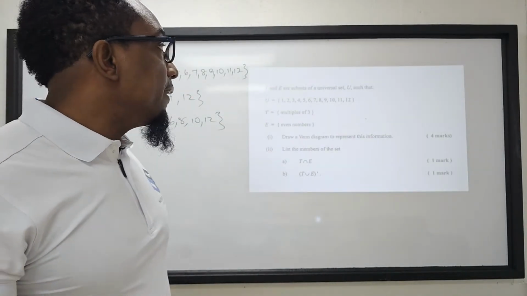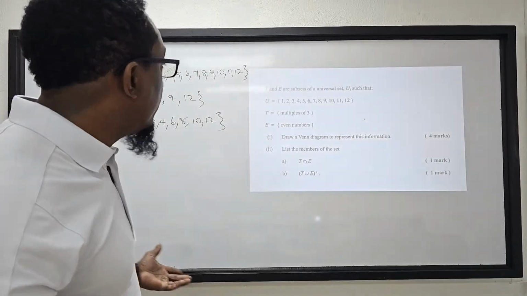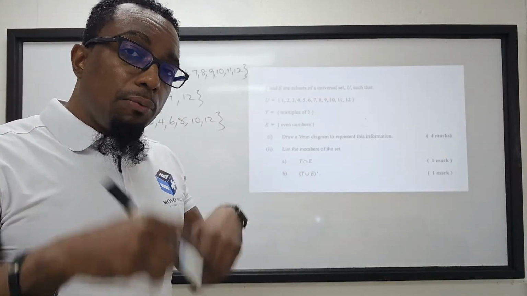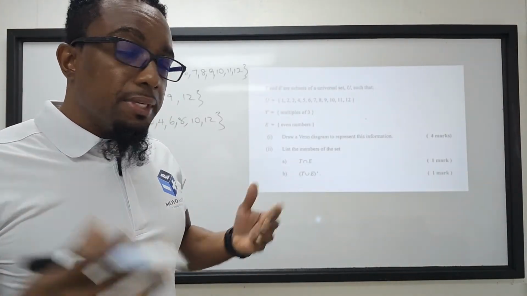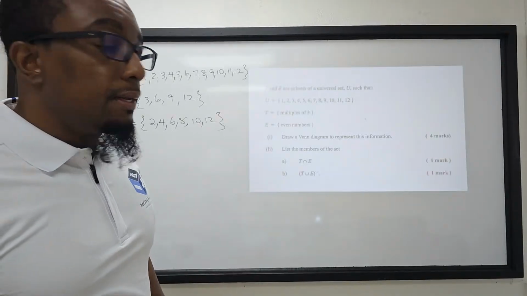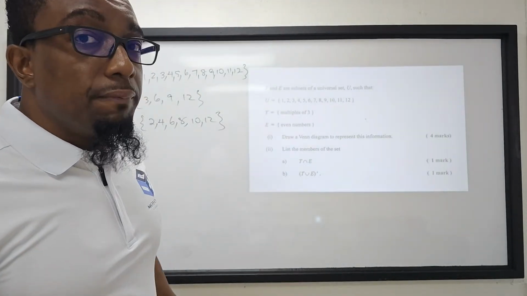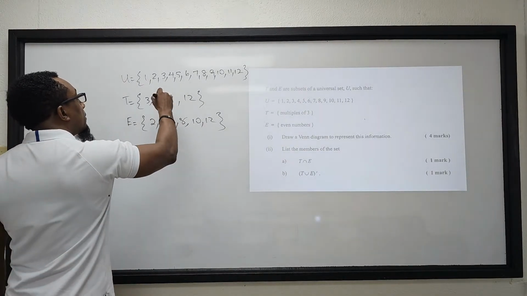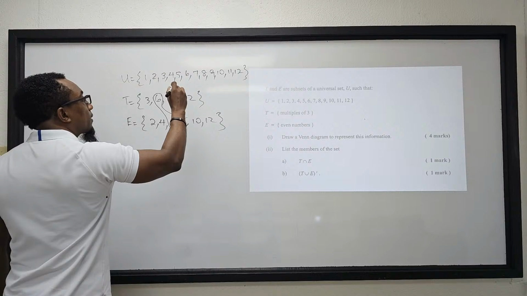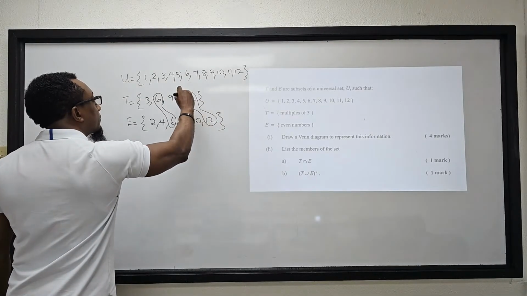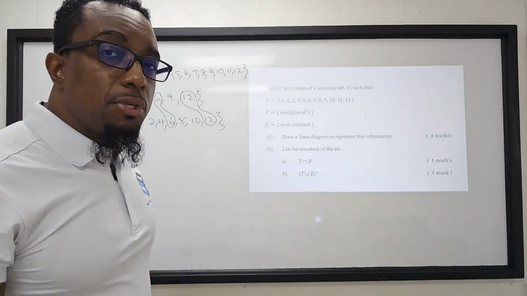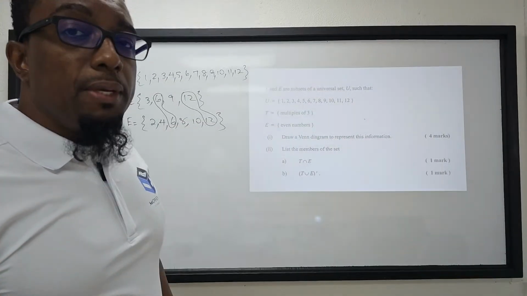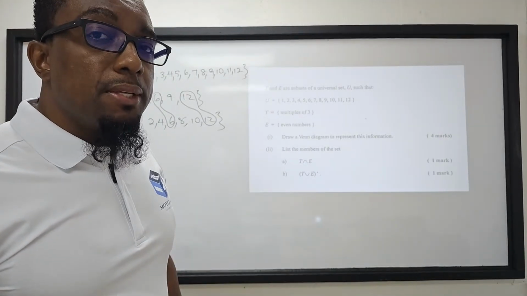So they want us to draw a Venn diagram to represent the information. So let's draw a Venn diagram. We know that for our Venn diagram, we can think of overlapping, one circle inside the other, or separated. So let's see what will apply to the information. Do we have elements common to both? Yes, 6 and 12. We have remaining elements in T, remaining elements in E. So therefore we know that our 2 subsets will overlap.